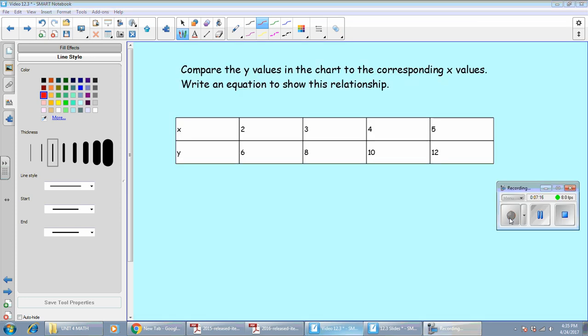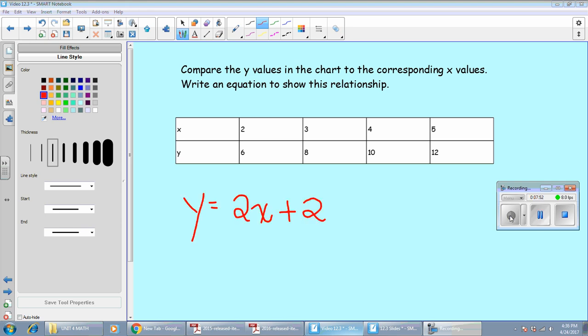Alrighty, so for our final question, I want you to compare the y values in the chart to the corresponding x values. Write an equation to show the relationship. Why don't you press pause and think a little bit about what you are going to do with the x's to get the y's. Remember, you're not doing something to the y to get to the x. You're doing something to all the inputs, or x, to get to the y's. The y's depend on what you're doing to the x. So the x's are independent and our y's are dependent.